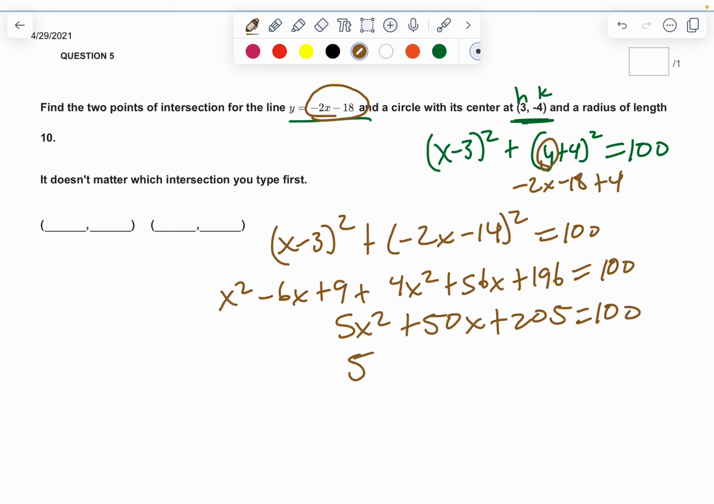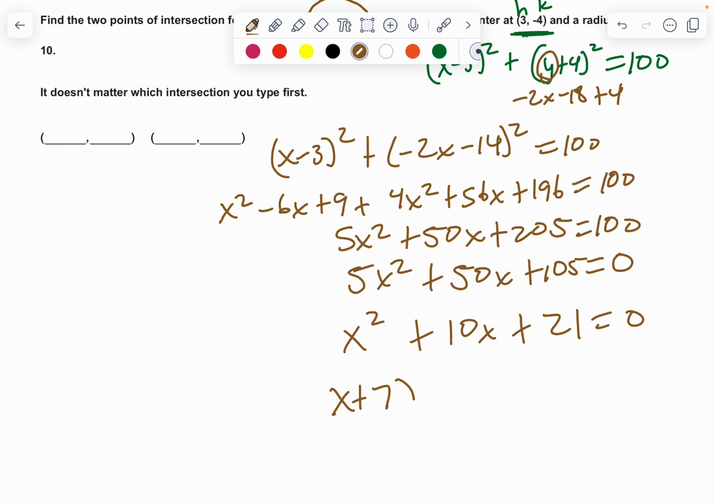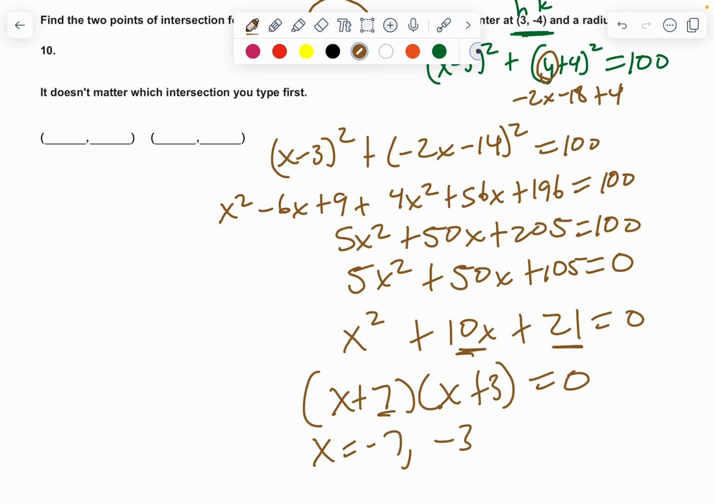Make it equal to 0. 5x squared plus 50x plus 105 equals 0. Remember I said you're going to be able to divide every time. So divide by 5, divide by 5, and divide by 5. Now we factor. (x + 7)(x + 3) equals 0. So x equals negative 7 and negative 3. What factors of 21 add up to 10?